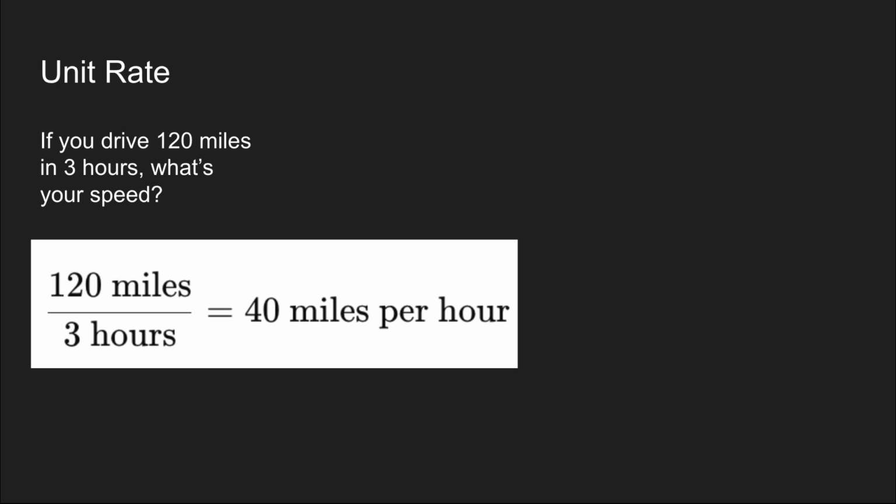Now, I'm going to talk about unit rates. If you drive 120 miles in 3 hours, what's your speed? So a unit rate is basically when you're trying to find how much for one of something. So you're trying to find how many miles he's driving in 1 hour. So in this case, he's driving 40 miles in 1 hour, or 40 miles per hour.